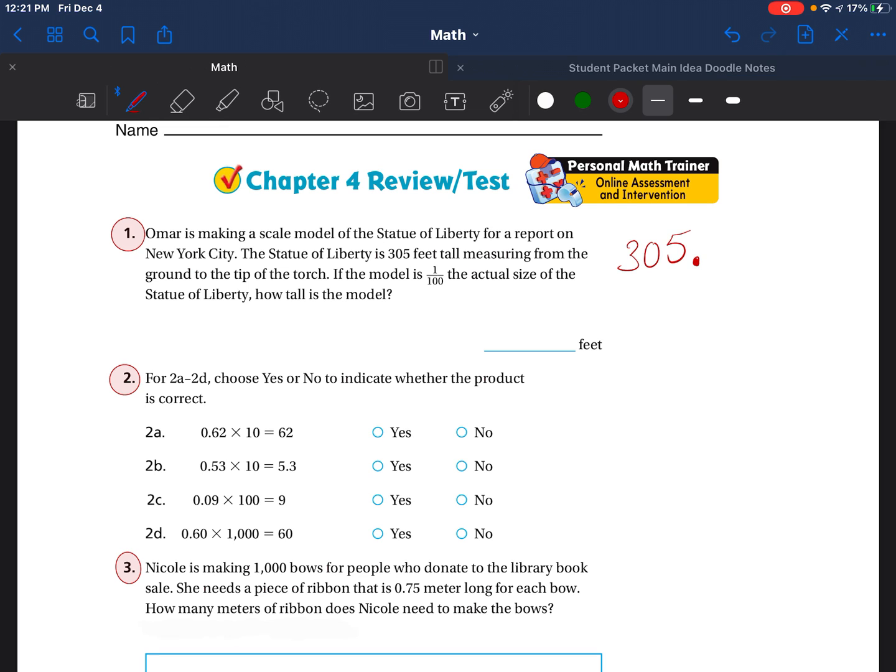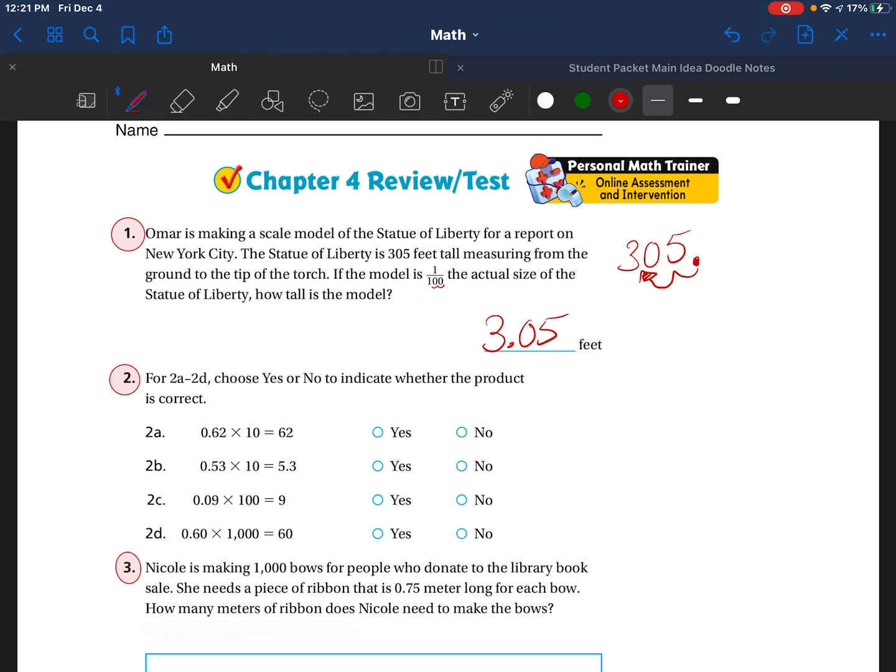our decimal is always understood to be at the very end. And if I'm thinking about 1/100th, that means there's 2 places. So I need to move 2 places to the left to get an answer of 3 5/100 feet.